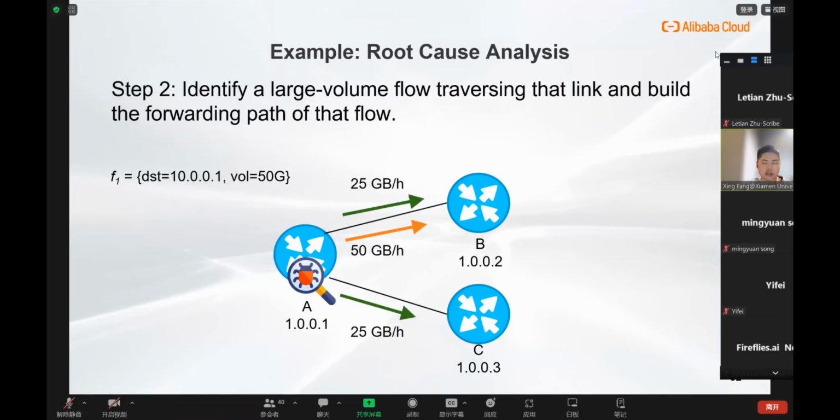After identifying the link with the large traffic difference, the next step is to find a high volume flow that traverses this link and reconstruct its forwarding path. For example, here we have a flow carrying 50 gigabytes of traffic during the peak hour toward the destination 10.1. By tracing this flow, we can observe that in the simulation, it is forwarded evenly through the links A to B and A to C, while in the live network, it's only sent to A to B. This difference indicates that the inconsistency likely originates from router A.